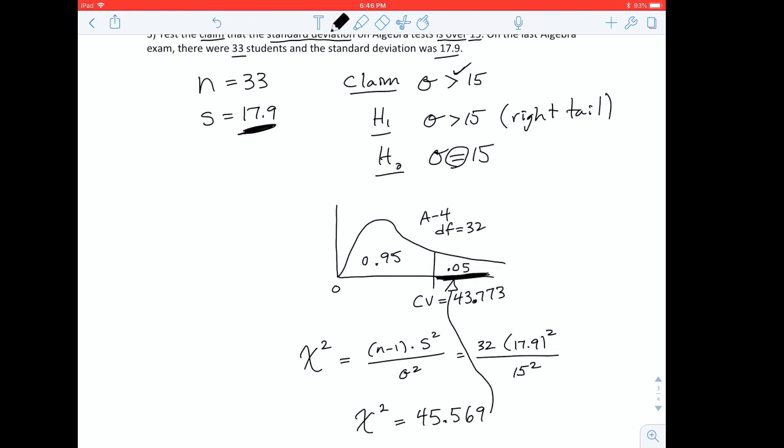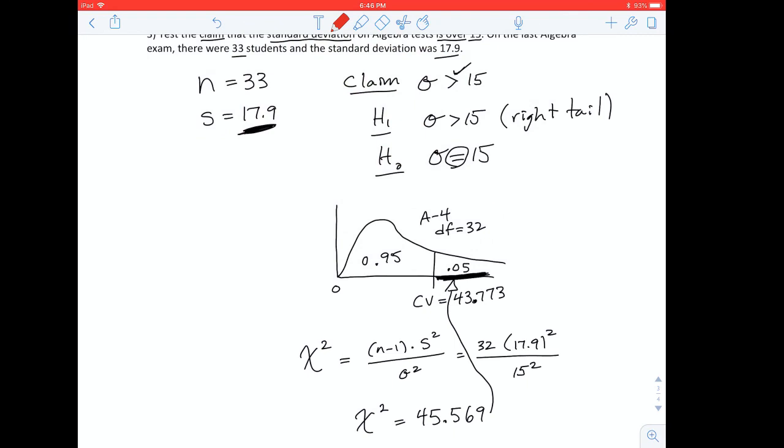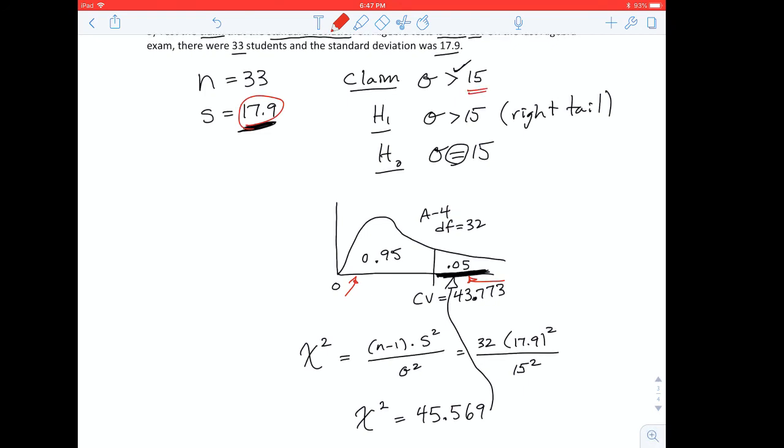Also, when this lands to the right, over here, that means over. If it was to land to the left, that means under. So since it landed to the right, that means over. And also this, sure enough, is bigger than 15. So the claim is true.